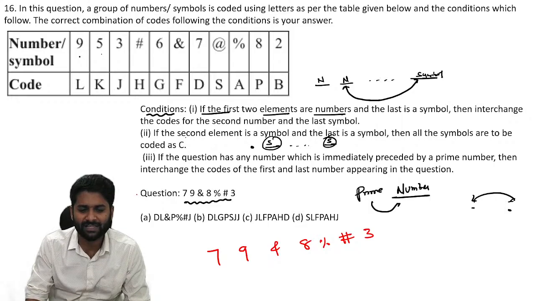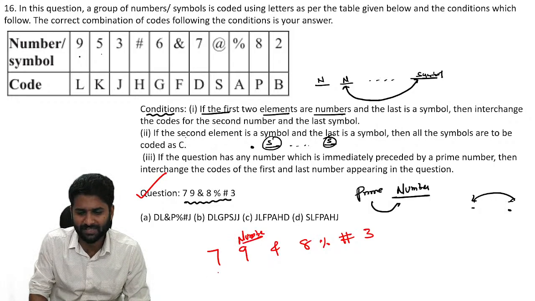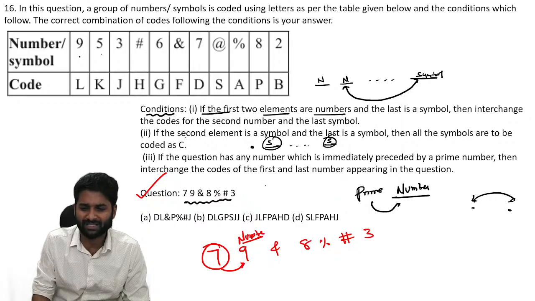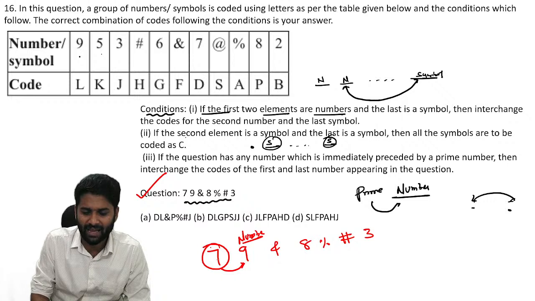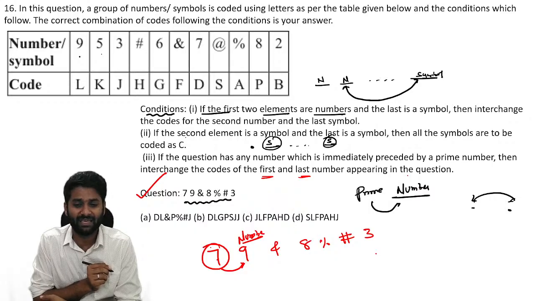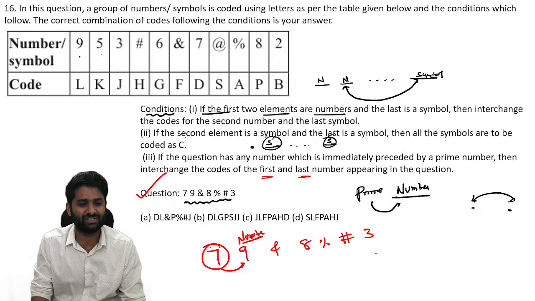Yes, it perfectly satisfies condition number 3. This is the number which is preceded by a prime number. 7 is a prime number. So according to this, you have to interchange the codes of first and last. What is the code of 7? D. See, they clearly mention that the first and last numbers appearing in the question, you interchange their codes. You have to interchange.